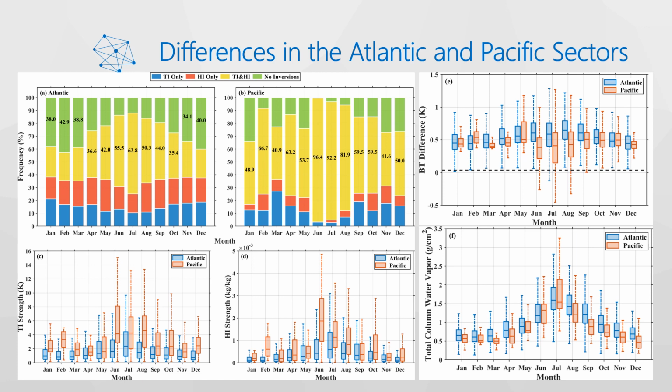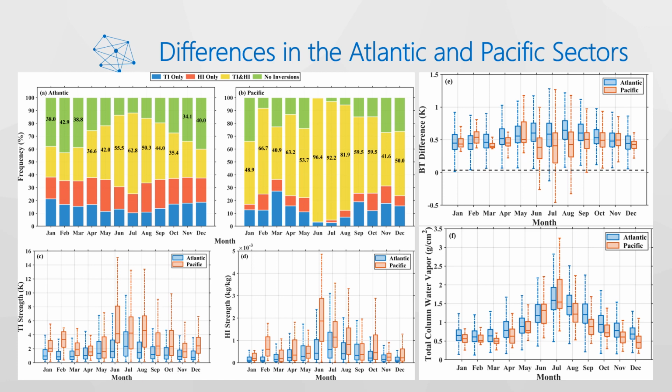According to figures A and B, the occurrence frequencies of temperature inversion, humidity inversion, and the coexistence of both temperature and humidity inversions are basically higher in the Pacific Arctic, together with greater strengths given in figures C and D. The much more frequent and stronger temperature and humidity inversion events in summer result in a larger fraction of anomalous BT difference, as shown in figure E.